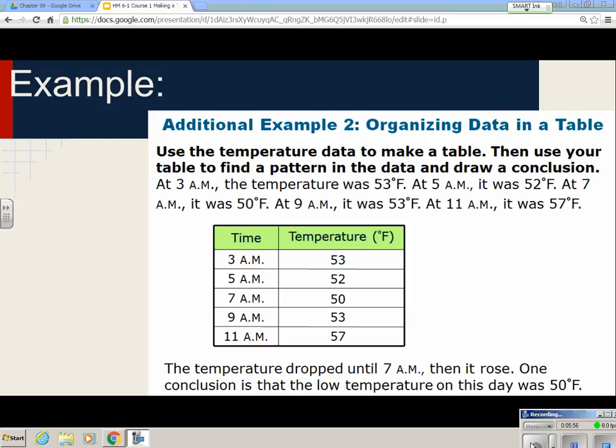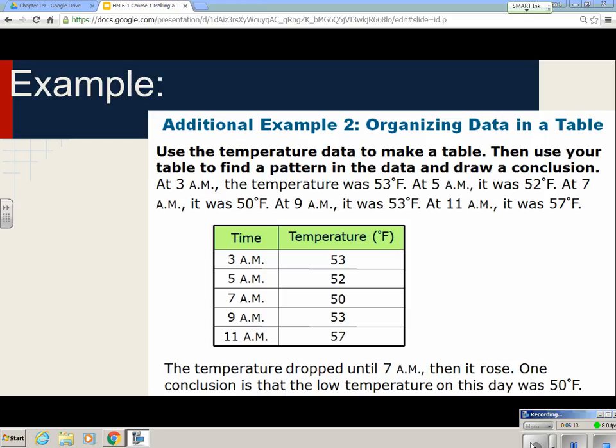So we're going to see that we put the temperatures down, and they're put down in the table in order, and they're in order by time. So 3 a.m. came first, so we put 53 degrees there. 5 a.m., 52 degrees. 7 a.m., 50 degrees. 9 a.m., 53, and at 11 it was 57.